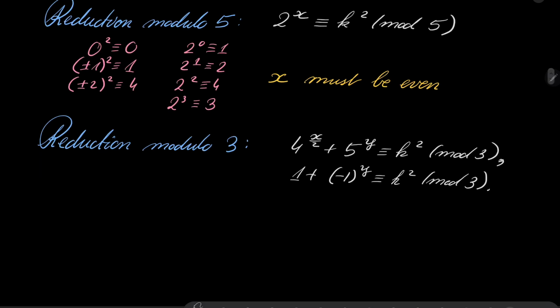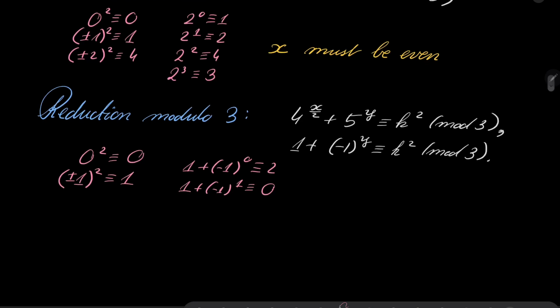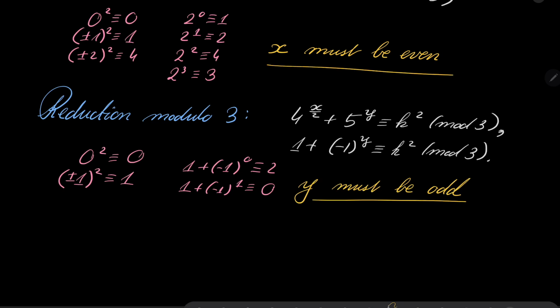Now, when is it possible? Well, once again, let's consider all the possible quadratic residues modulo 3. 0 squared is 0, plus minus 1 squared is congruent to 1. And notice that 1 plus minus 1 to the power of 0 is congruent to 2, and 1 plus minus 1 to the first power is congruent to 0. From there, the repetition goes on. From this, we see that y must be odd. Y must be odd. Alright.